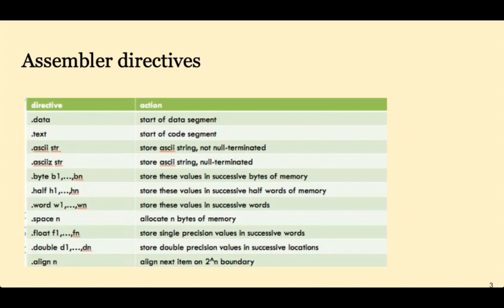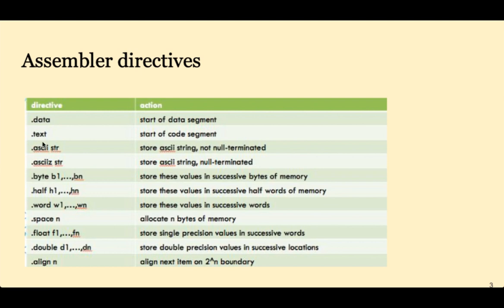Here's a list of commonly used assembler directives. While assembly language instructions tell the CPU what to do, assembler directives tell the assembler what to do. In other words, how to convert the assembly code into machine code. We've seen several of these before.